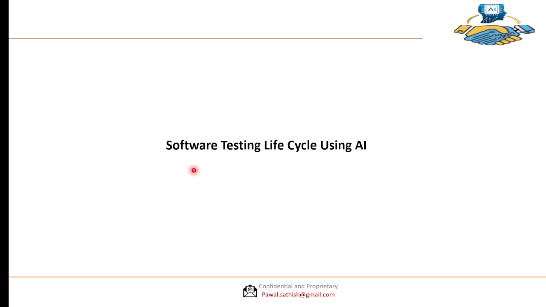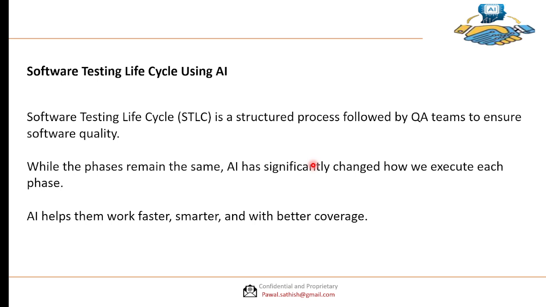We'll see the software testing life cycle using AI. Before we proceed, first we'll understand what the software testing life cycle is. STLC is a structured process followed by QA teams to ensure software quality. While the phases remain the same, AI has significantly changed how we execute each phase. Remember, AI helps us work faster, smarter, and with better coverage.